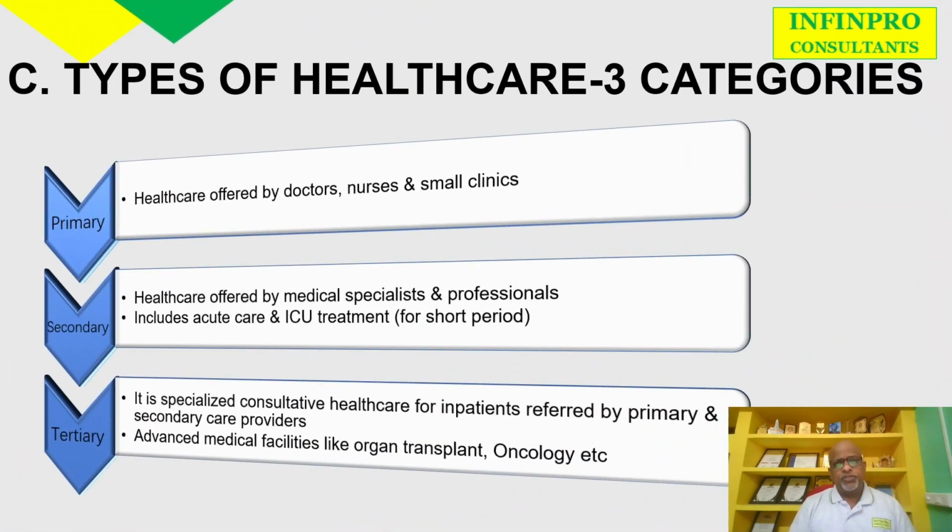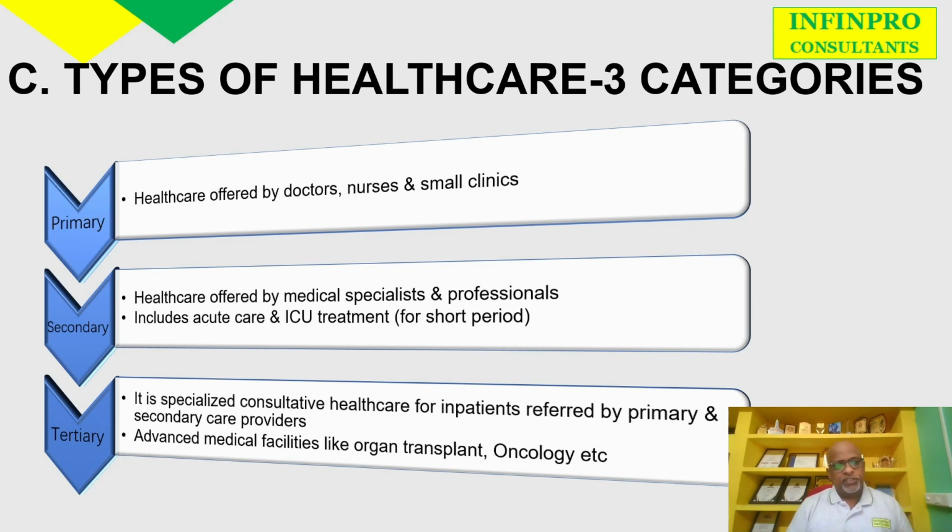Right, so we are moving to the third section, types of healthcare categories. Primary healthcare, secondary and tertiary are the three different types available to understand. Healthcare offered by doctors, nurses and small clinics will be the first step, which are the primary healthcare in this category, and the secondary will be healthcare offered by medical specialists, professionals available to address healthcare issues, which includes acute care and ICU treatment for a short period.